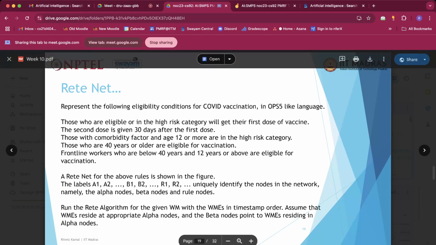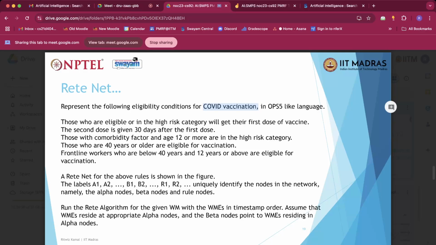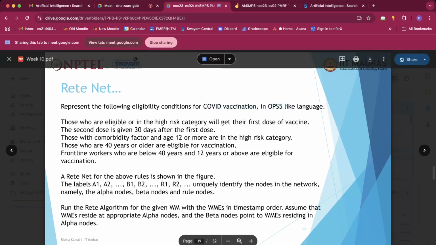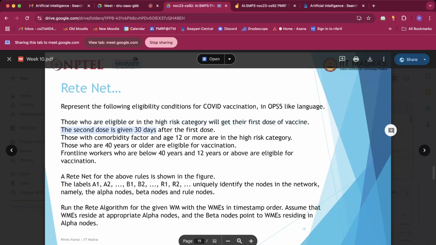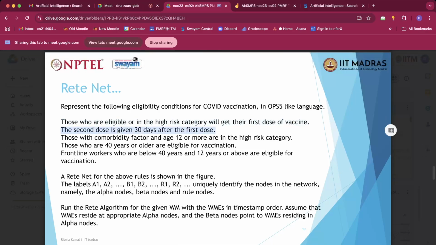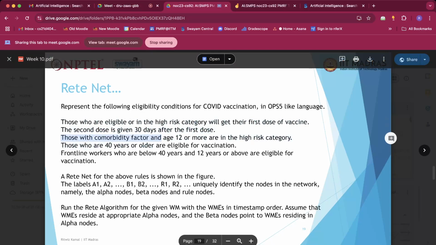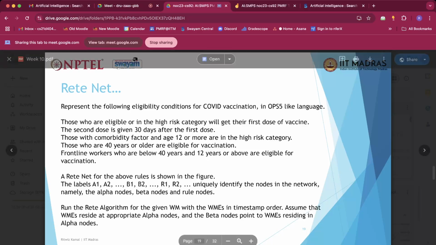Represent the following eligibility conditions for COVID vaccination in the OPS 5 like language. Those who are eligible or in the high risk category will get the first dose of vaccine. Think of these statements as different rules. That could be one rule. The second dose is given 30 days after the first dose. This could be another rule. Those with comorbidity factor in age 12 or more are in the high risk category. This could be another rule. Those who are 40 years or older are eligible for vaccination. These are the different ways you can formulate the rules given to you.